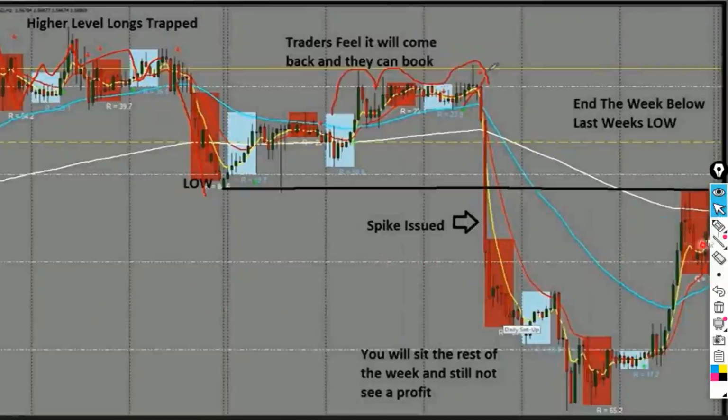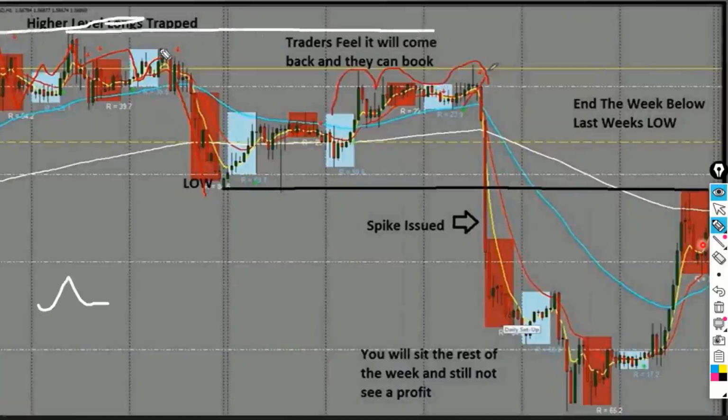White, how does white look like? Let me see first. White is clear. I hope you can see it. So what we have here now is the high of the previous week in here. So this is our week break in here.